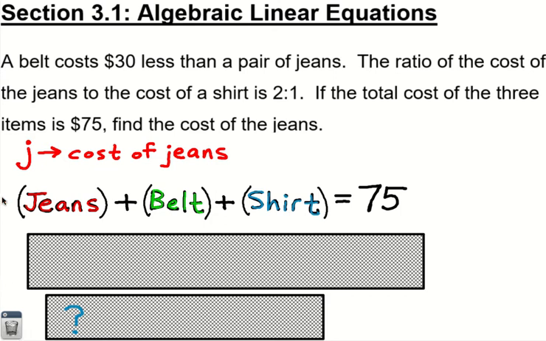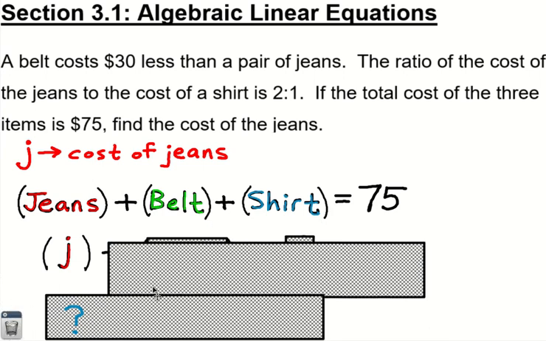Here's what you pretty much try to do. You can call the cost of the jeans J, and then we try to use that same variable J to describe what the belt costs, in terms of J. We're also going to do the same for the shirt, describing how much the shirt costs by comparing it to the cost of the jeans. So we're going to use only the J variable to describe all 3 of these unknowns. As far as the jeans go, that's just going to be J.